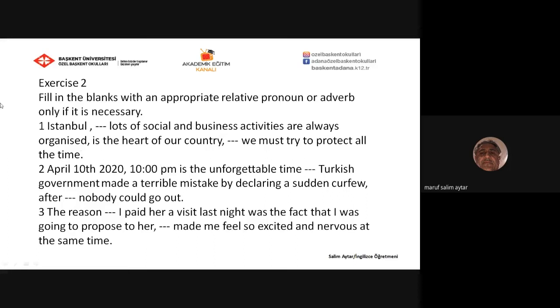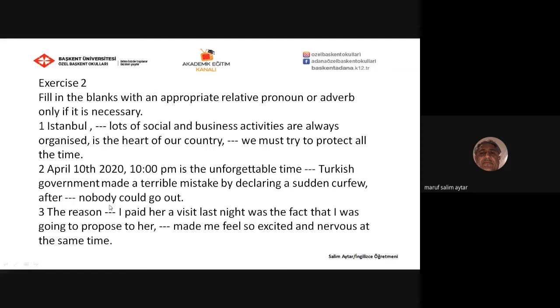April 10th, 2020, 10 p.m. is the unforgettable time. Unforgettable time. Yes, it refers to time. Turkish government made a terrible mistake by declaring a sudden curfew, after. Okay, this might refer to the whole sentence here.